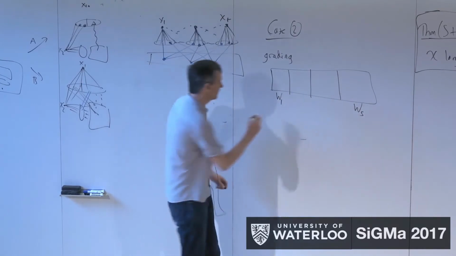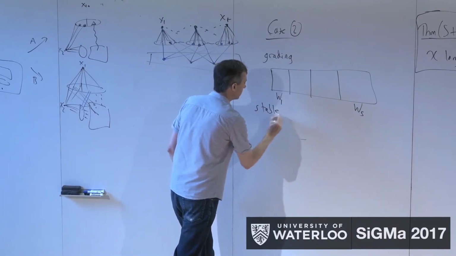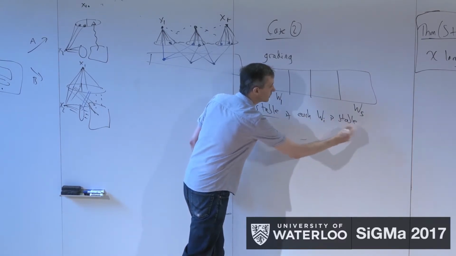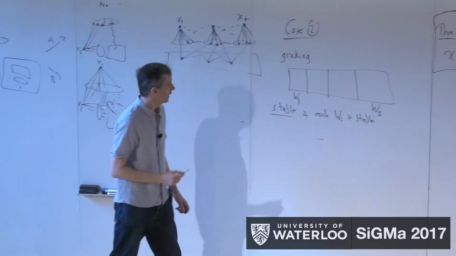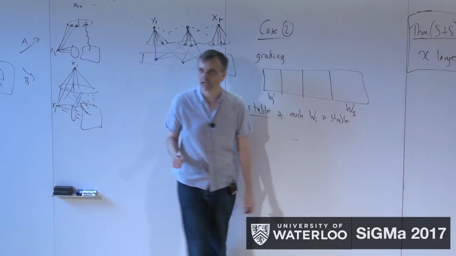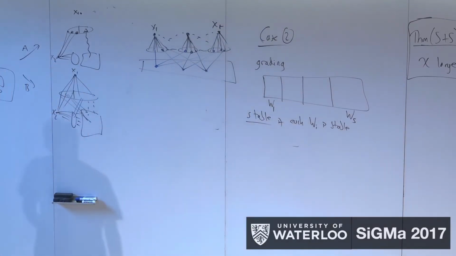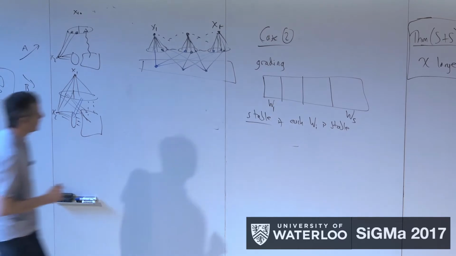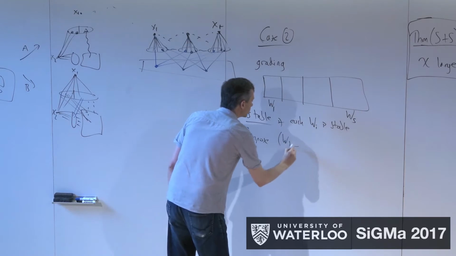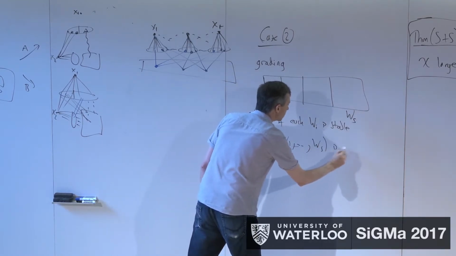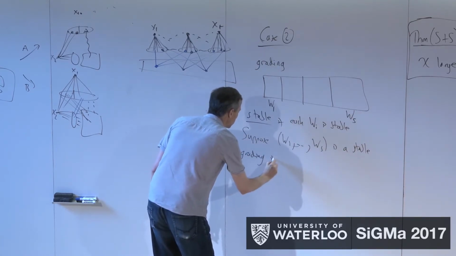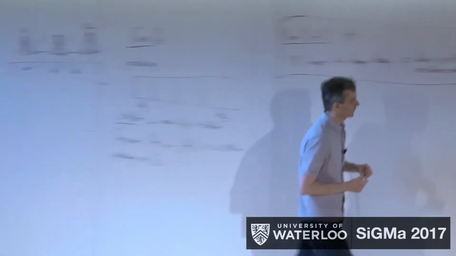It's a stable grading if each Wi is stable, it's a k-colorable grading if each Wi is k-colorable. Okay, but I'll just talk about stable gradings. Right. So suppose W1 up to WS is a stable grading in G. Okay.